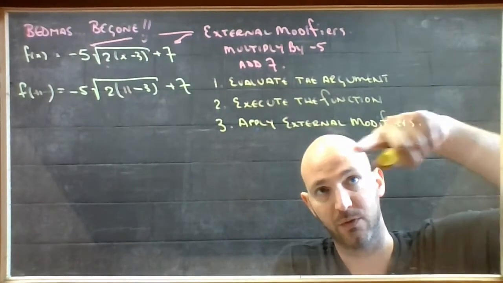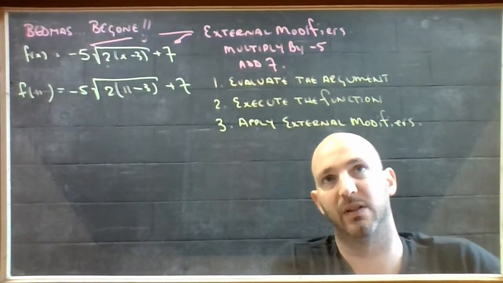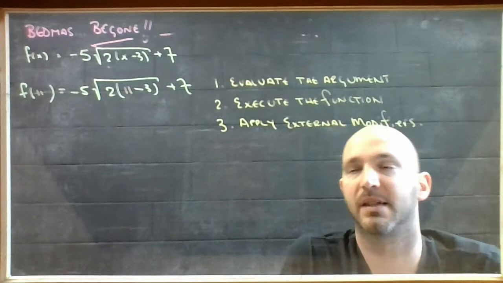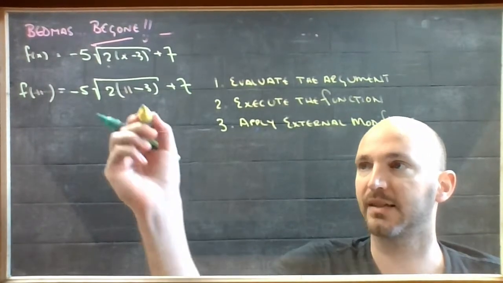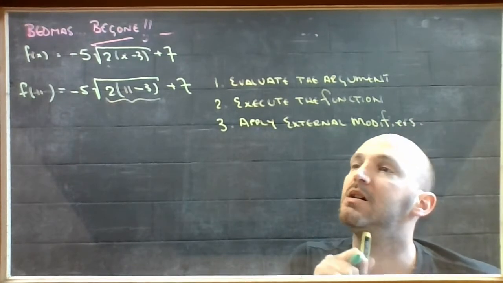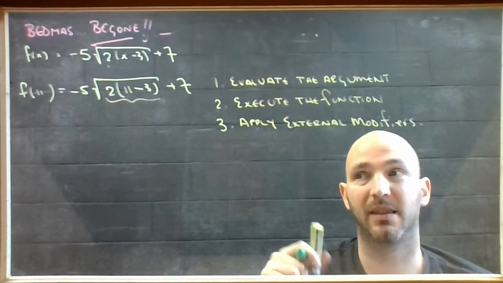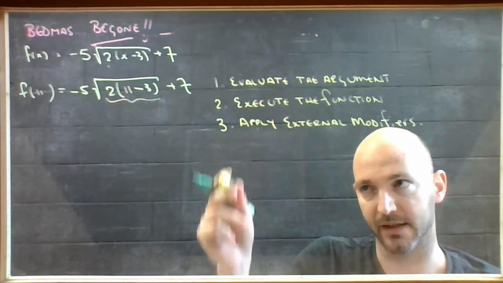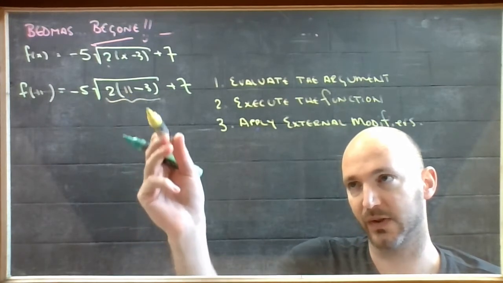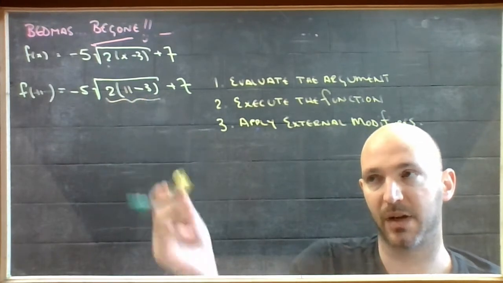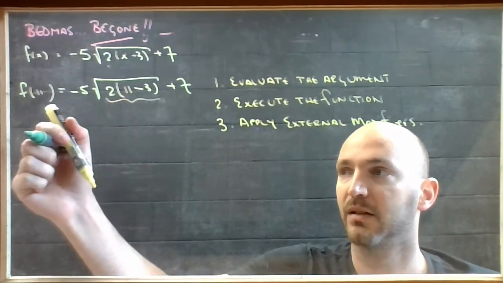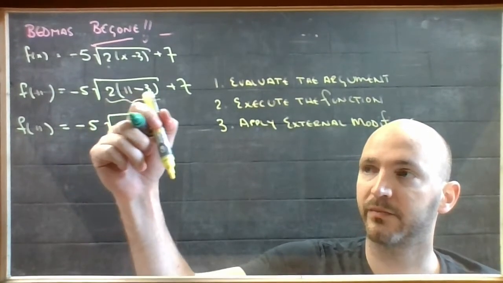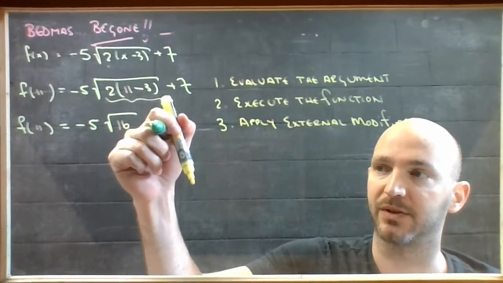So my new order of operations says I'm supposed to evaluate the argument first. Well, that's this chunk here. So the BEDMAS stuff still applies, we haven't thrown it completely out the window. We've just enhanced it a little. So I should be doing the subtraction first. 11 minus 3 is 8. And then 8 times 2 is 16. So if I evaluate that argument, I end up with 16 inside my function.